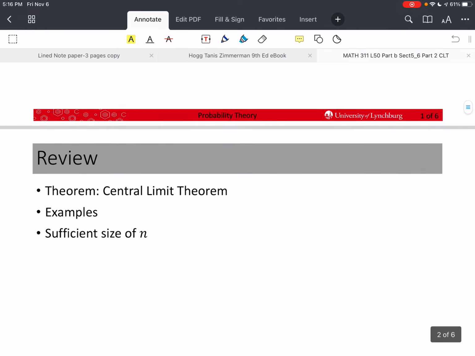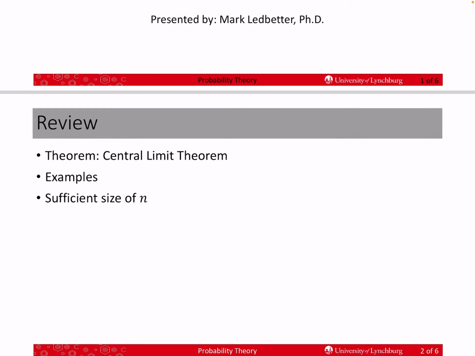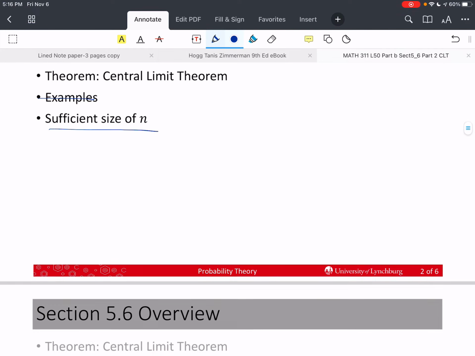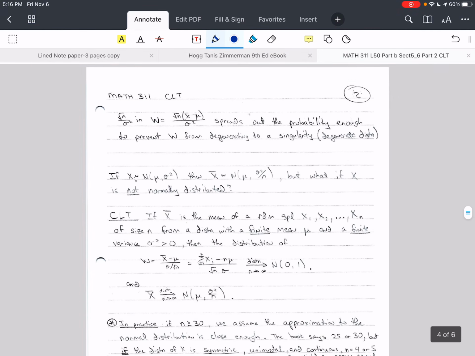This is part 2. Last time we talked about the central limit theorem. We did not do an example, but we did talk about the convergence of x bar, and we talked about the sufficient size of n. So in this video, we're going to do some examples, and then at the end, there will be some links on the Moodle webpage to Khan Academy videos for you to watch.